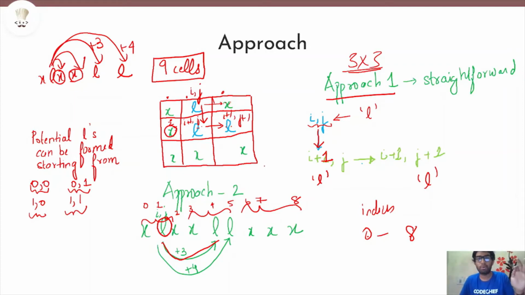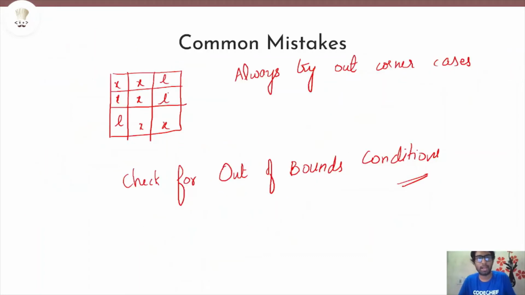But it is very important to not fall into the common mistake of not trying out corner cases and just assuming that this second approach will work. Because the second approach is not like the proper brute force approach where we are checking from every cell down and right exactly. It's a little modification to that. So let's take an example like this.